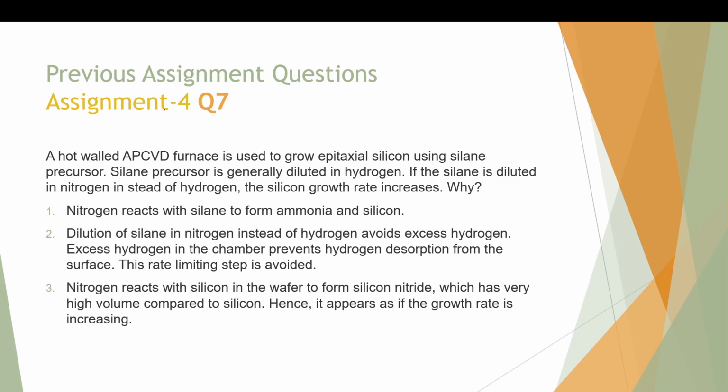Here, about the dilution of silane precursor, they are telling that it is generally diluted in hydrogen. But if the silane is diluted in nitrogen instead of hydrogen, the silicon growth rate increases. Why is that the case?